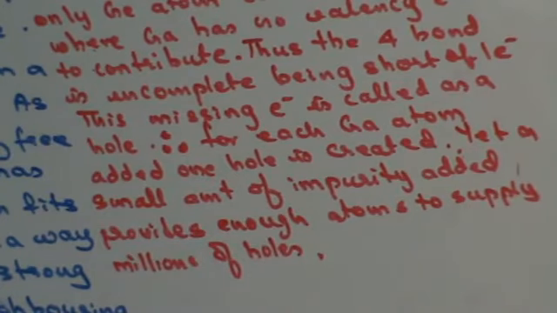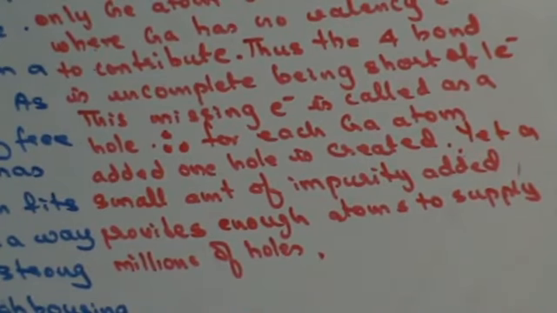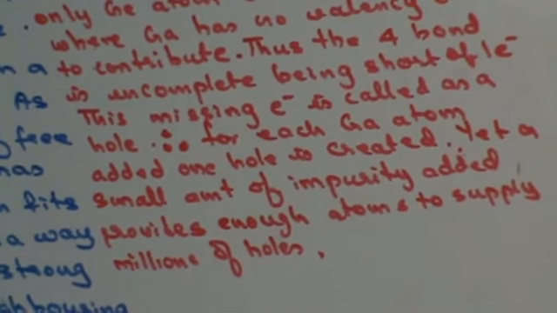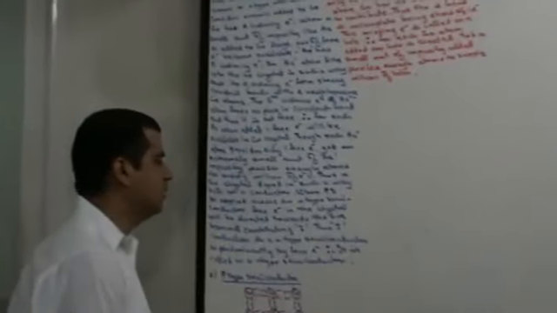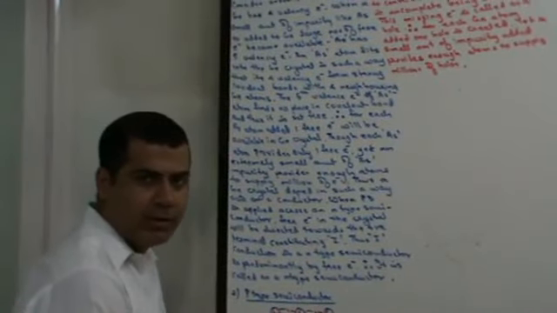Right? Now, when current conduction in a p-type semiconductor takes place, when potential difference is applied to a p-type semiconductor, free holes in the crystal are directed towards the negative terminal, constituting current.